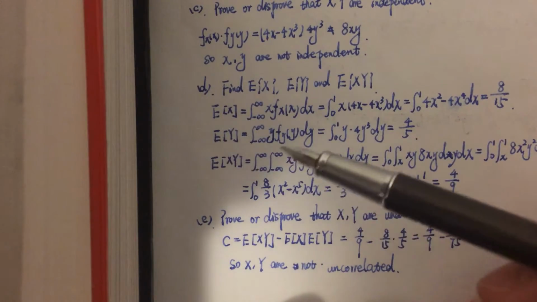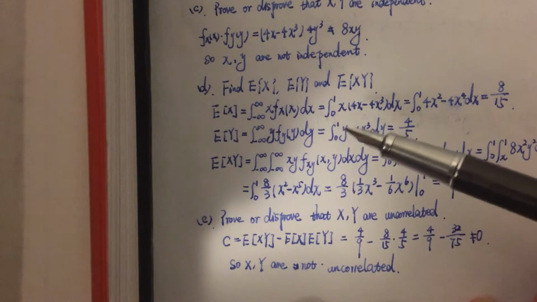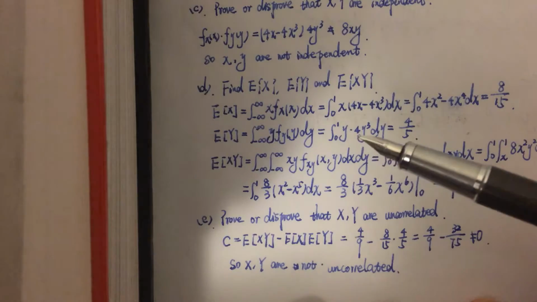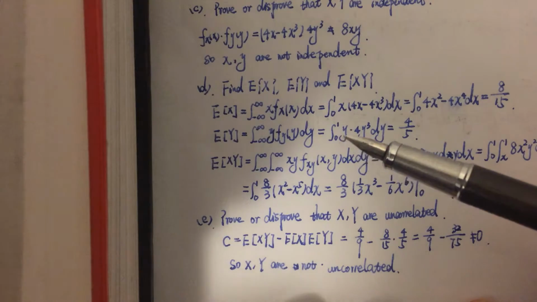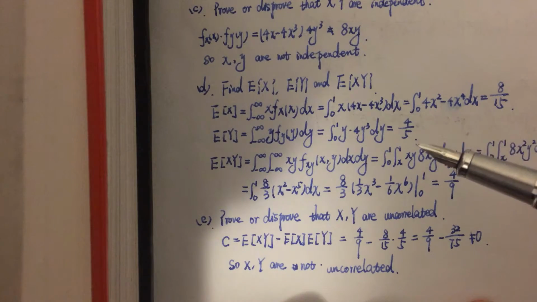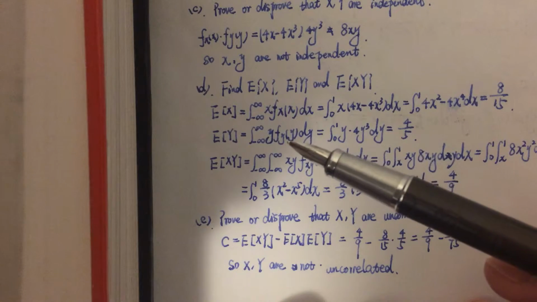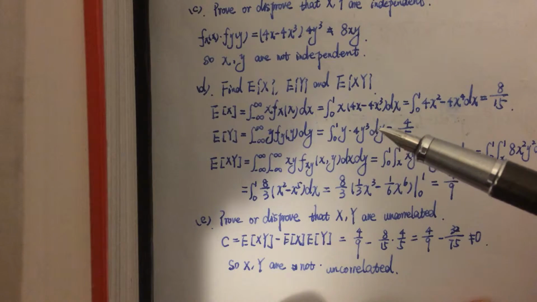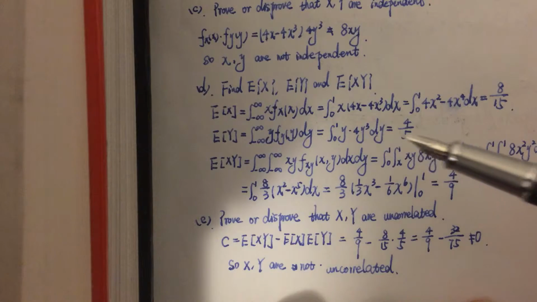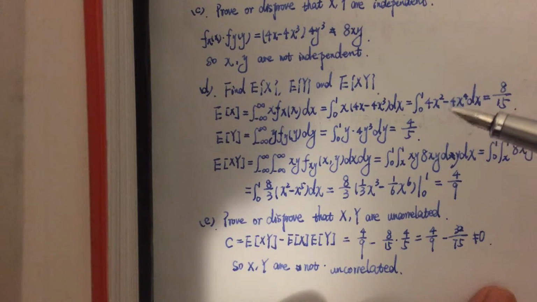And E of Y, according to the formula, is just like this, and the integration limit is also 0 to 1, and fY of y is 4 times y cubed, and finally the result is 4/5.